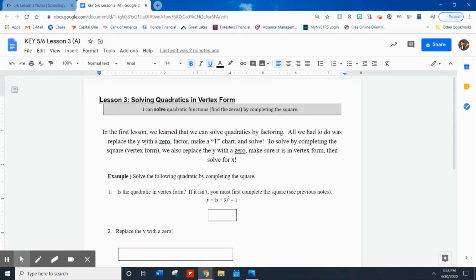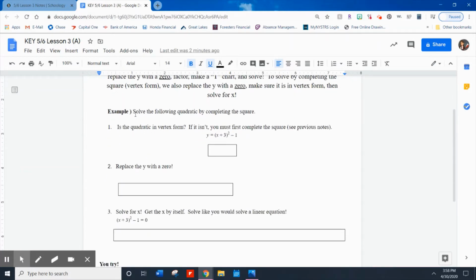So in the first lesson, we learned that we can solve quadratics by factoring. All we had to do was replace the y with a 0, factor, make a t-chart, and solve. To solve by completing the square, which is in Vertex form, we also replace the y with a 0, make sure it is in Vertex form, and then we solve for x. So it's the same idea here. It's still a quadratic. The zeros are still where the parabola intersects the x-axis.